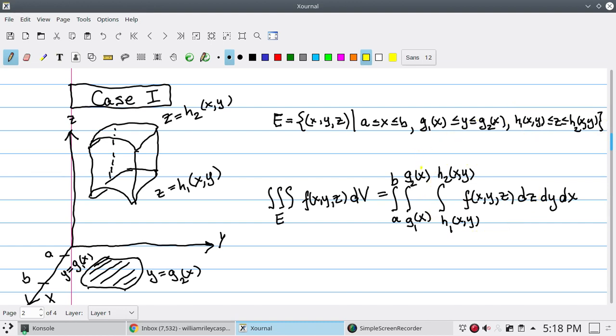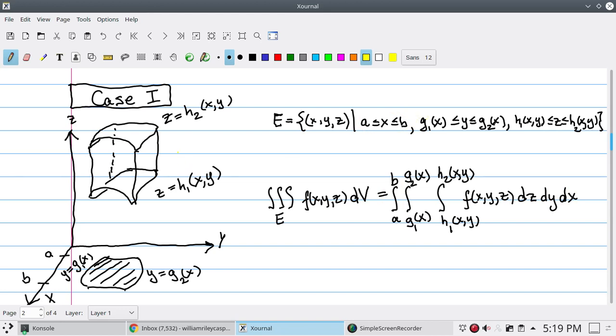For the middle integral, I'm integrating from g1 to g2 with respect to y, and if I look here, that's exactly the bounds that I'm seeing on my y term. And lastly, on that outermost integral, I'm integrating from a to b with respect to x, and that's exactly what I'm seeing for the bounds for my x term. And it should always be the case that your outermost integral bounds should be constants. So that's an easy thing to double check in your setup. And that's the first case.